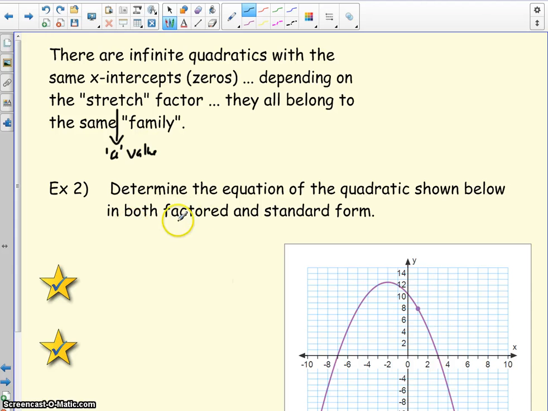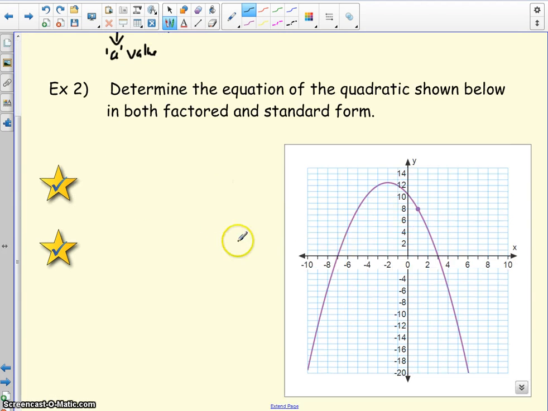So what we want to do is actually figure out the equation of the quadratic that creates this exact graph right here. Now it says I want the answer in both factor and standard form. Let's just do one at a time here. Now if you look at this graph, what can I get from it immediately? Well, the y-intercept doesn't look very exact right now. The vertex doesn't look very exact right now. We'd have to estimate it, but I can get the x-intercepts exactly here. There's one here at negative 7 and one here at 3.